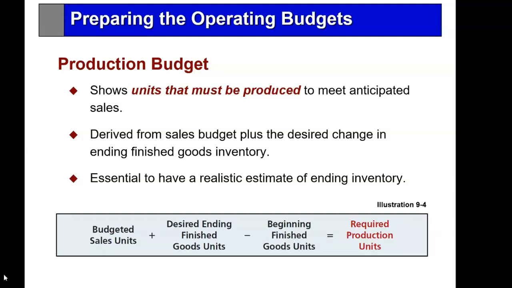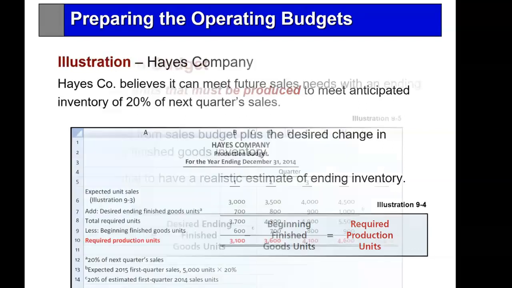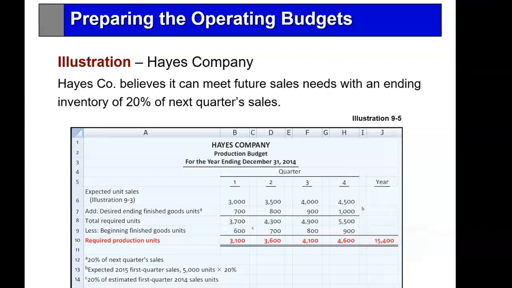So therefore, the formula is budgeted sales units plus desired ending finished goods minus what I already have on hand. And what I have on hand is the ending finished goods from the previous quarter, which is the beginning finished goods of this quarter. And when I calculate that, I get the required production. So here we go. I already know what the sales budget says. I'm the production manager. I know what the sales budget says, and I say that management says they want 20% of the needs for the next quarter.